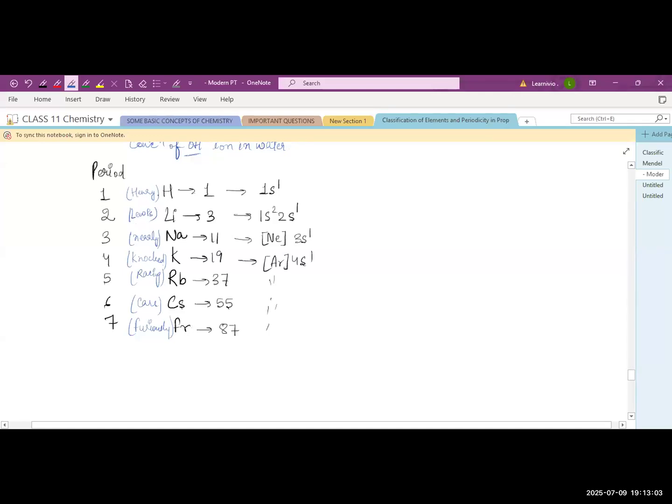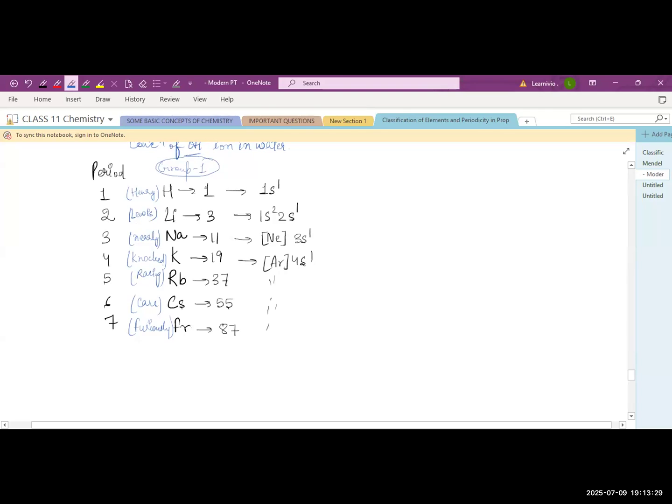Hydrogen belongs to period number one. So these are the group one elements: hydrogen, lithium, sodium, potassium, rubidium, cesium, and francium. Which period does hydrogen belong to? Period number one. Lithium belongs to period number two, sodium is three, and so on.